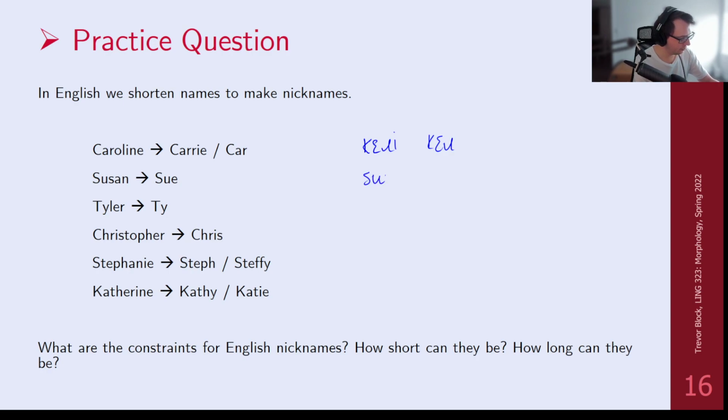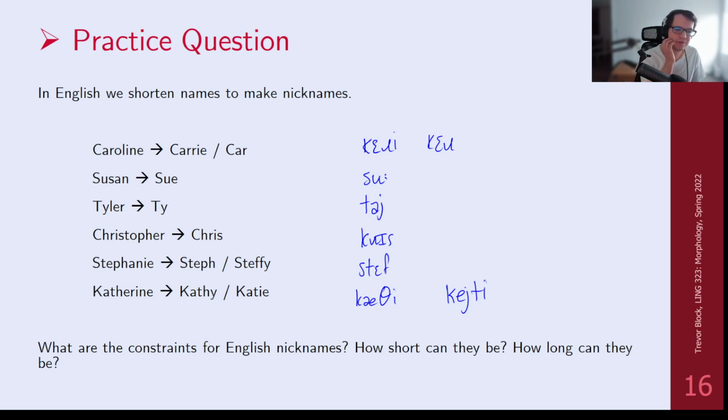There's Sue. That's a long vowel when you say it normally. Ty, Chris, Steph. So I'll do the short one here. Steffi is longer. Catherine goes to Kathy or Katie, so we can do Kathy, or we can do Katie. Okay.